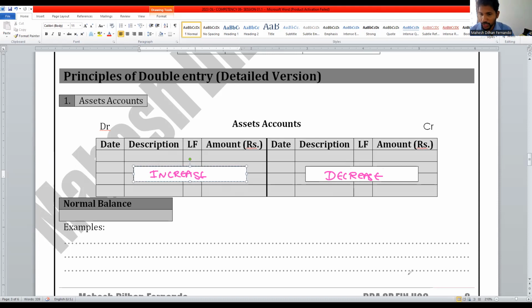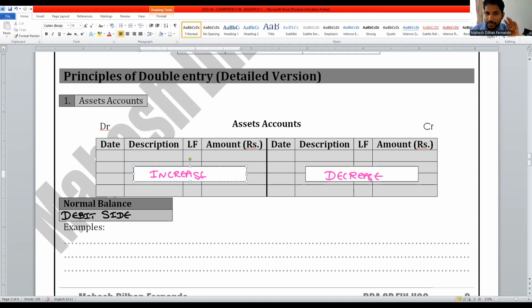Something new. Do you know the normal balance of assets is always found in the debit side? Write this down and remember it. Debit side. Normally, the normal balance is found in the debit side.